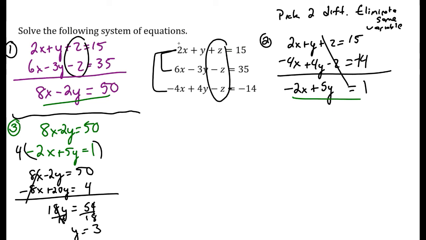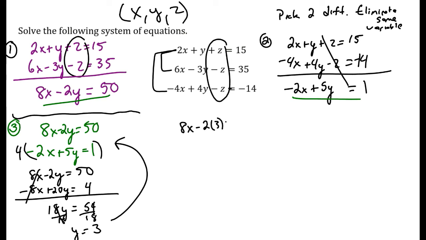When we solve this system of equations, this Algebra 2 problem, this 3 by 3, we're looking for x, y, and z. We're looking for all three, that ordered triple there. So we got y. We plug back in to the Algebra 1 problem. I'm going to pick the top one. 8x minus 2 times 3 equals 50. 8x minus 6 equals 50. 8x equals 56. Divide by 8, and you get x equals 7.